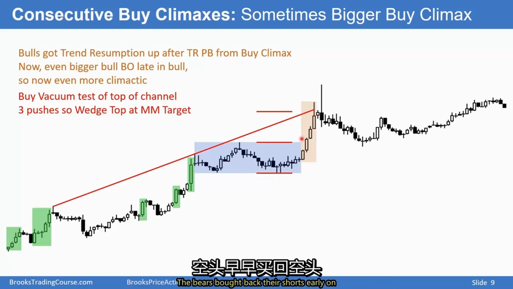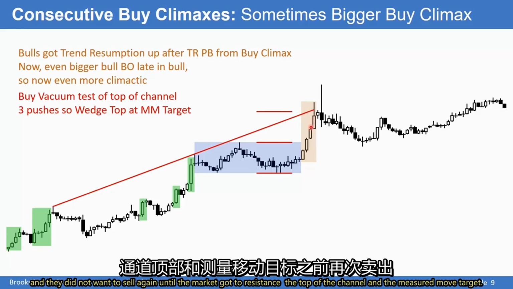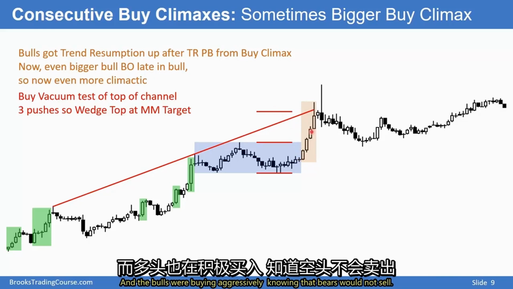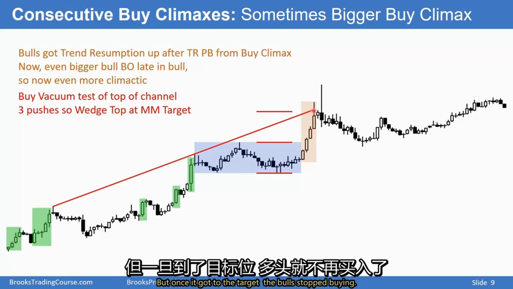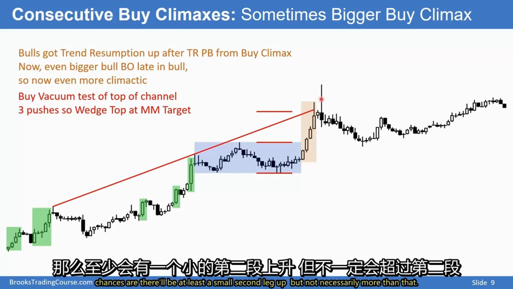The bears bought back their shorts early on, all the way up for that matter, and they did not want to sell again until the market got to resistance, the top of the channel and the measured move target. And the bulls were buying aggressively, knowing that bears would not sell, but once it got to the target, the bulls stopped buying. Strong enough breakout, chances are there'll be at least a small second leg up, but not necessarily more than that.